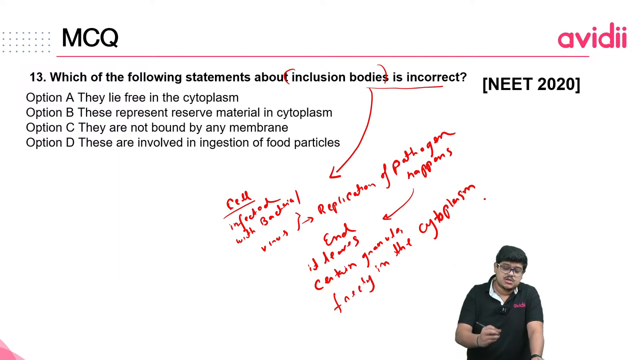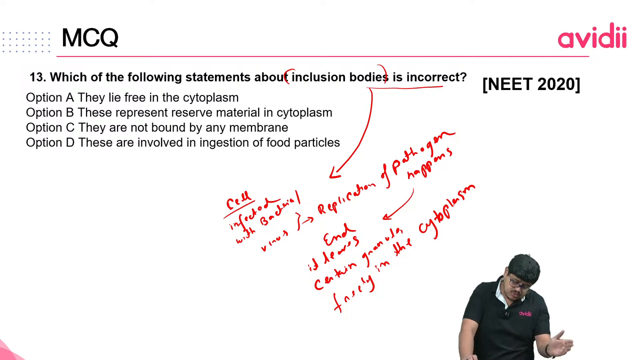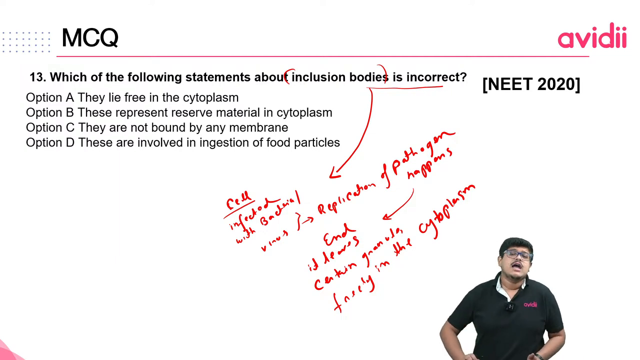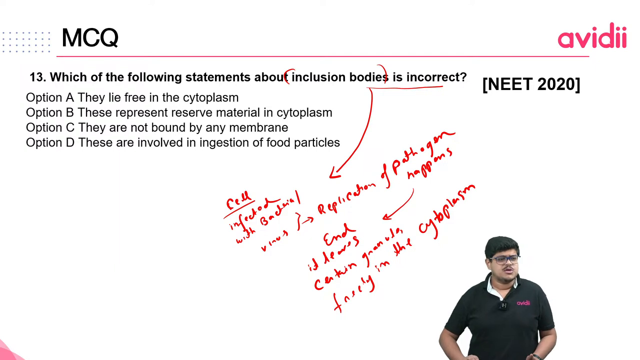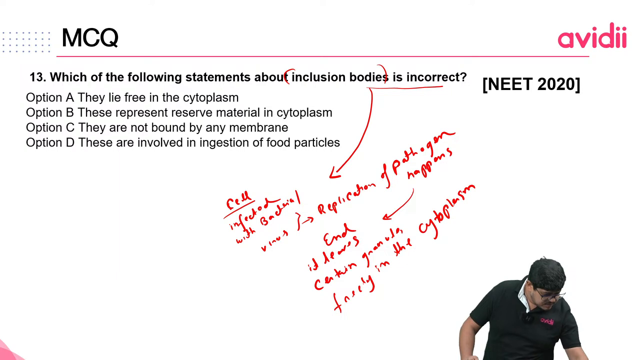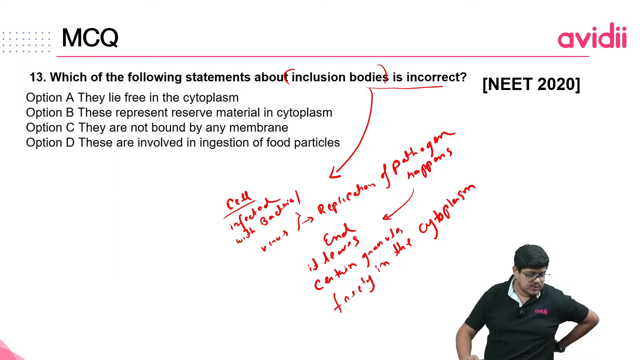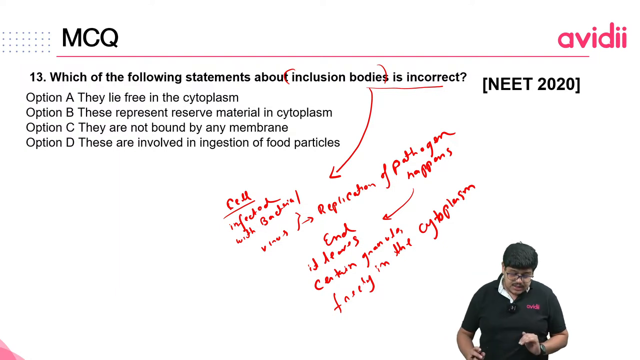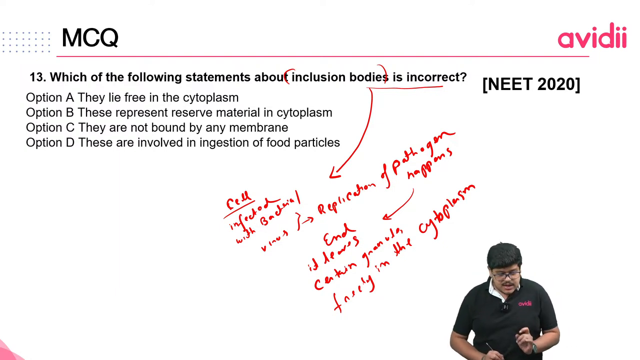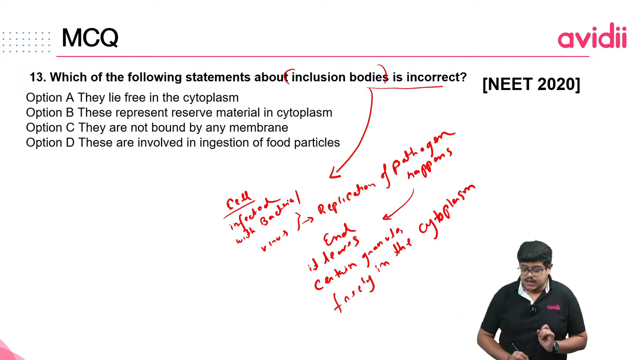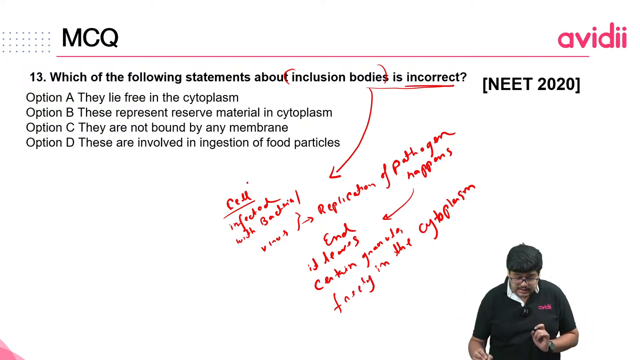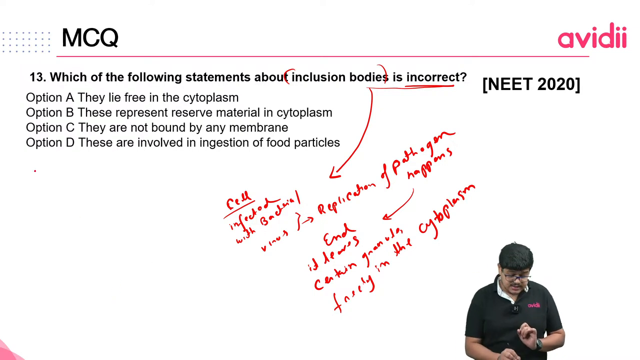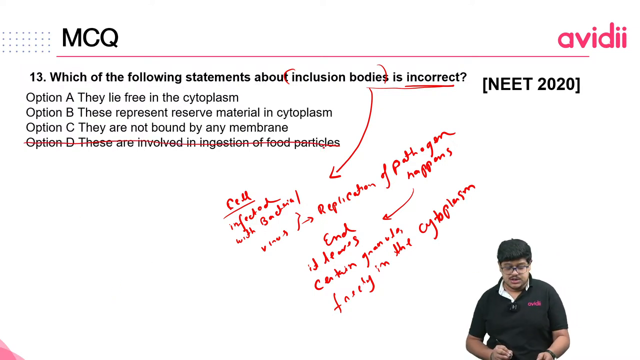Moreover, these inclusion bodies, not only in prokaryotes but in both prokaryotes and eukaryotes, can act as storage granules where they store glycogen or starch, all these things. So we can write these are aggregates of simple or stable substances. They lie free in the cytoplasm, they represent reserve material in the cytoplasm, they are not bound by any membrane. Again, they are asking incorrect. These are involved in ingestion of food particles. Never. These are not at all involved in ingestion of food particles.